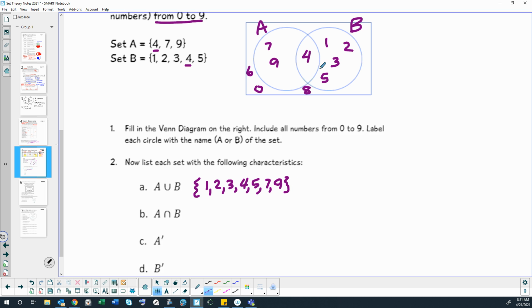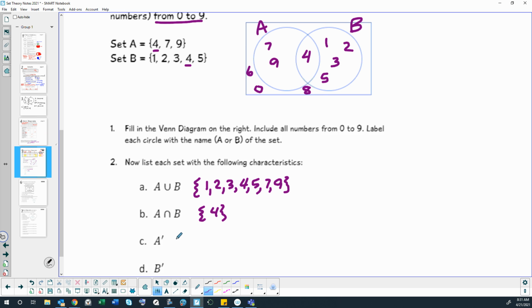And it includes that number that they both share, right? But we just write it once. The intersection of sets A and B is just what they have in common in the middle. So just the 4 that's in the middle, that's the union. I mean the intersection. Wrong word.